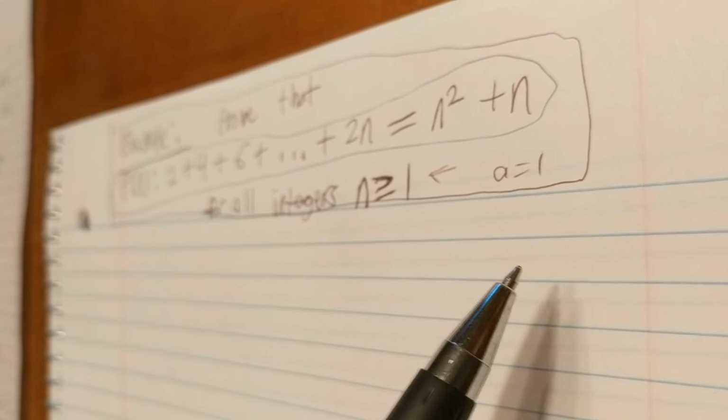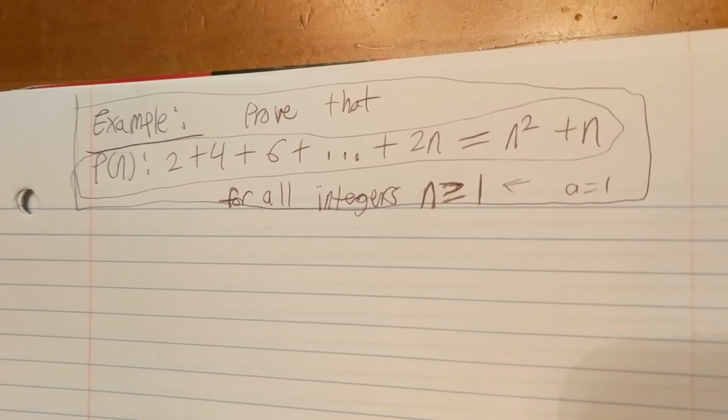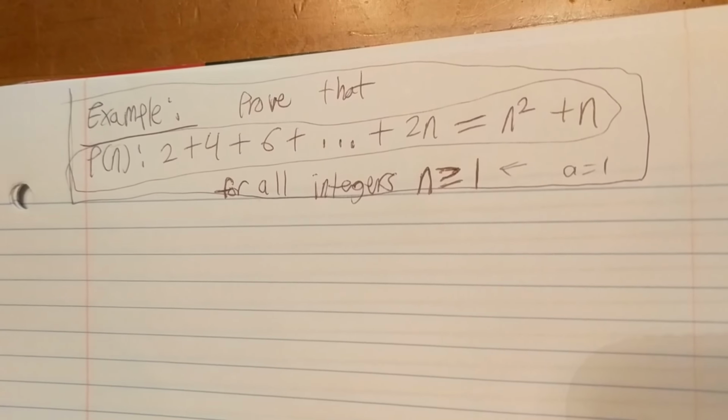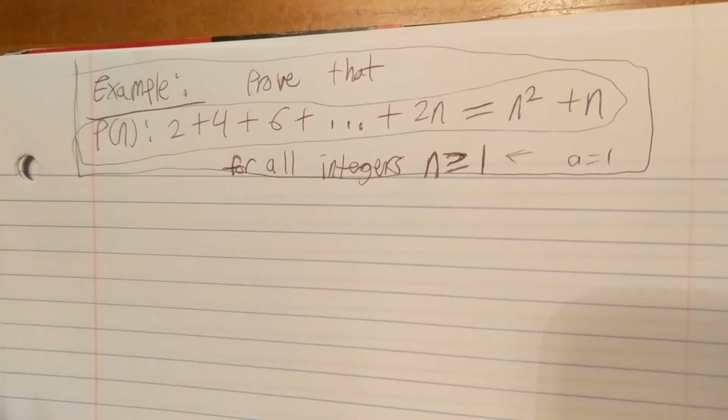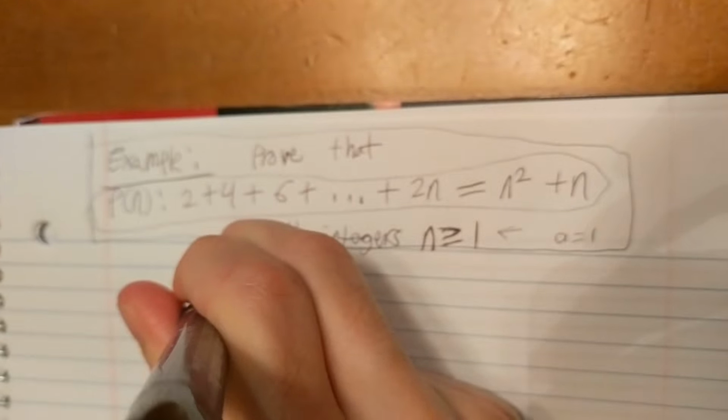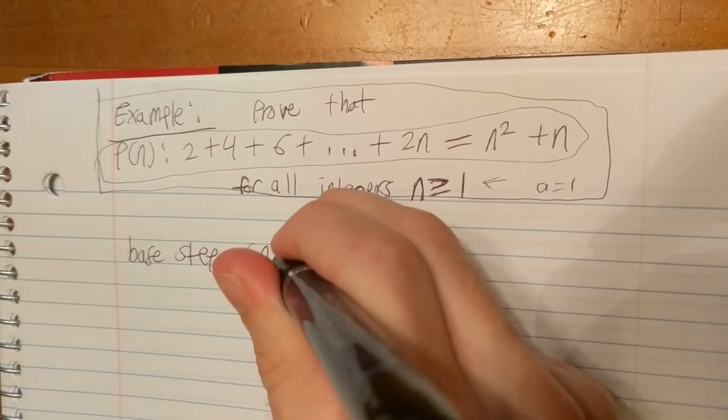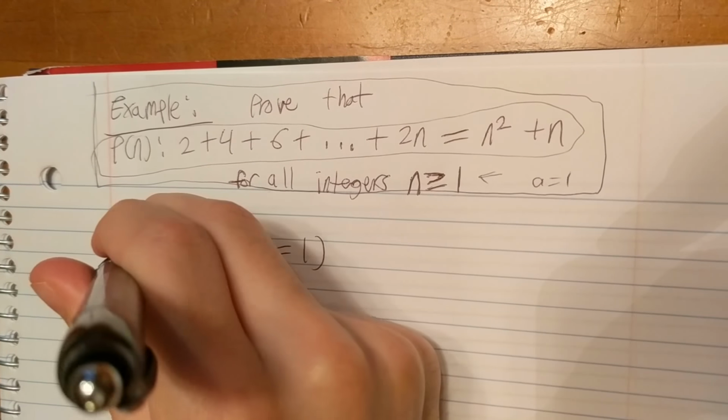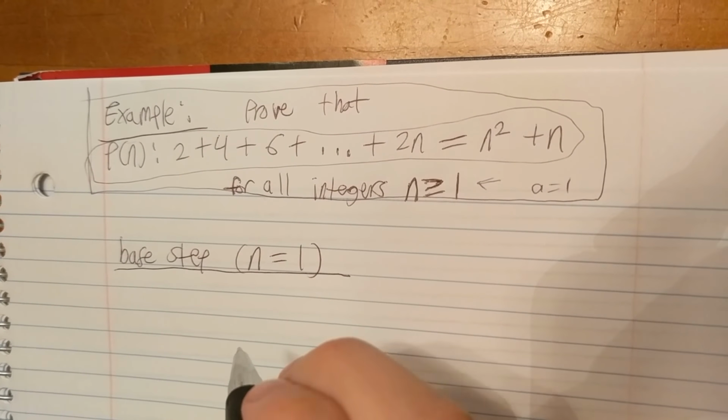So we're trying to prove the statement P of n for all integers greater than or equal to a, where P of n is this statement equality, and a is equal to 1, the base case. So we'll start with the base step. First we want to prove the base step and then the inductive step. So the base step for n equals a, or in this case n equals 1.